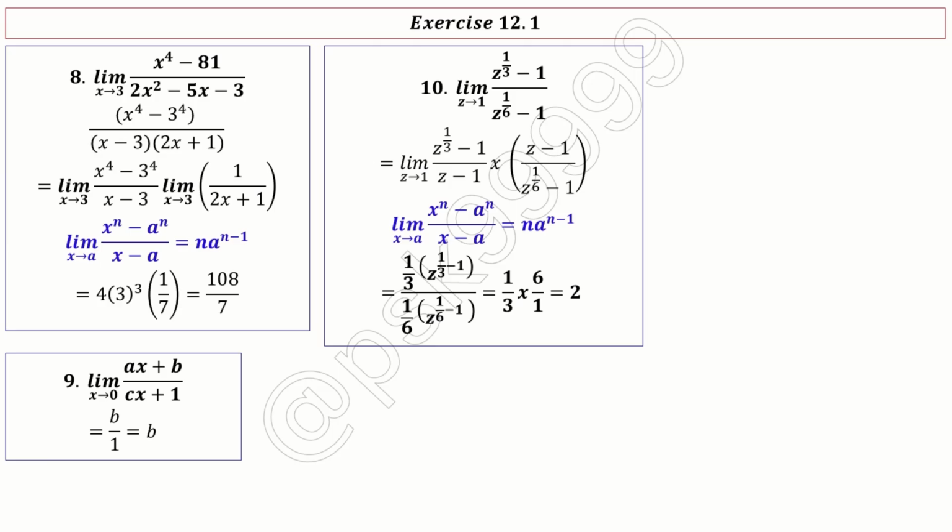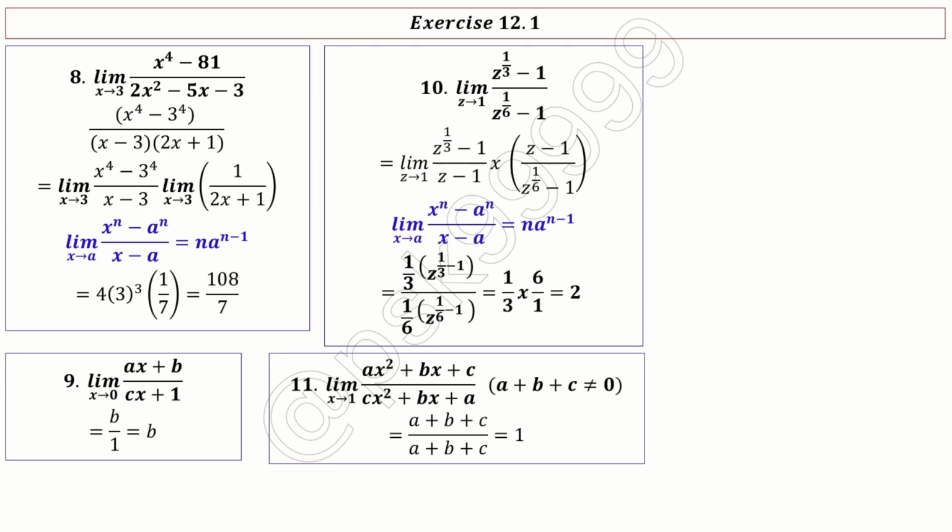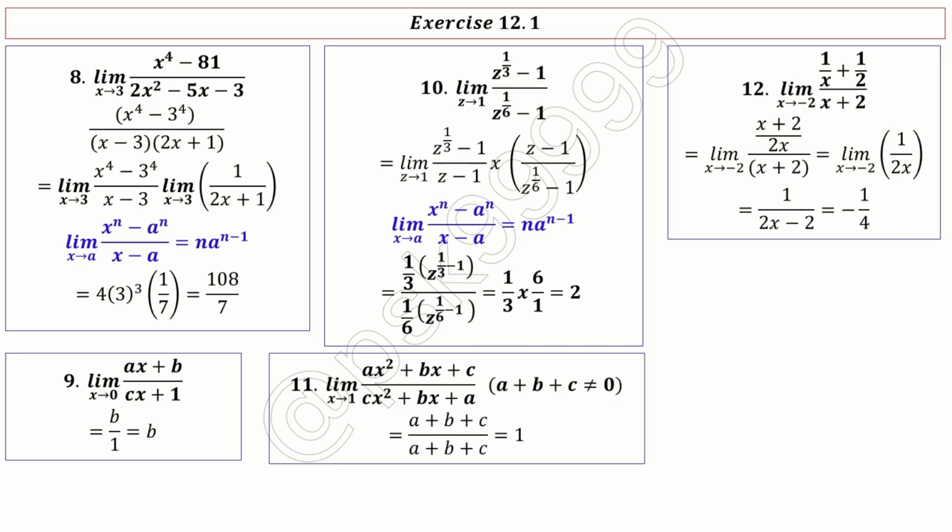Ninth one is limit x tends to 0, (ax + b) divided by (cx + 1). If I substitute 0 here, there is no denominator 0 here. So it will become b by 1, which is b. Next, limit x tends to 1, (ax² + bx + c) divided by (cx² + bx + a), where a + b + c is not equal to 0. If I substitute x = 1, I get the numerator as a + b + c, and the denominator also a + b + c. Since they are not zero, I can cancel them. 1 is the answer.